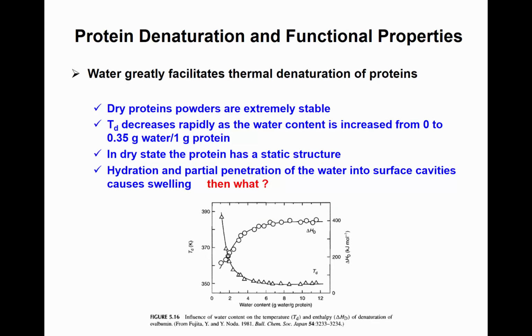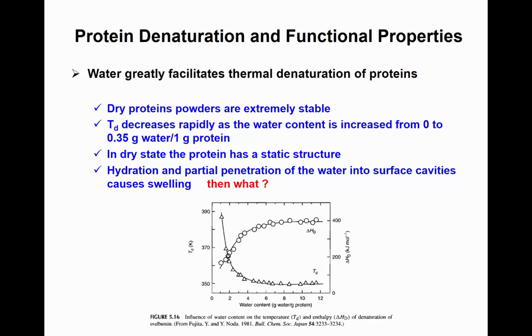Water plays an important role in denaturation. If you have dry powder of protein, it's in a static situation. It's in a static condition. That means there's no movement, not a lot of movement. So you need a really high temperature to denature the protein.